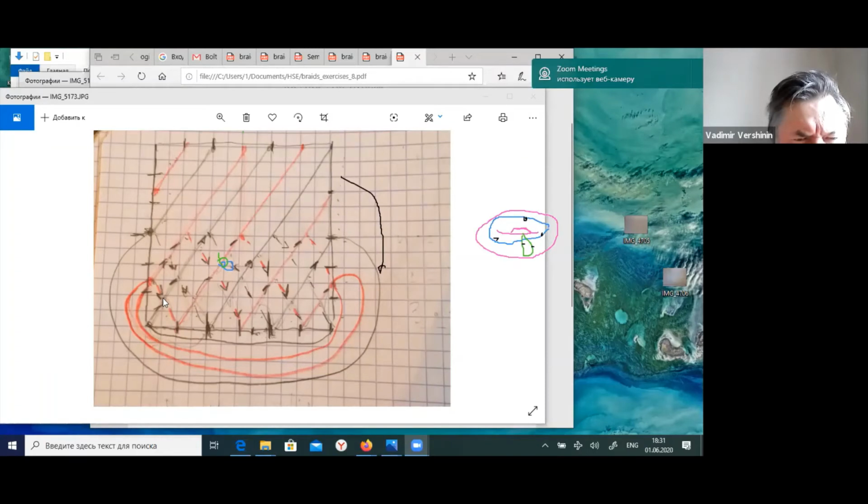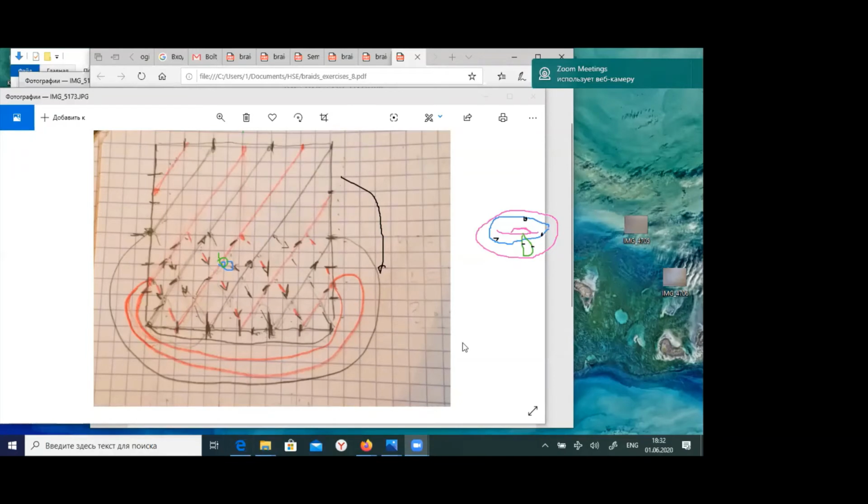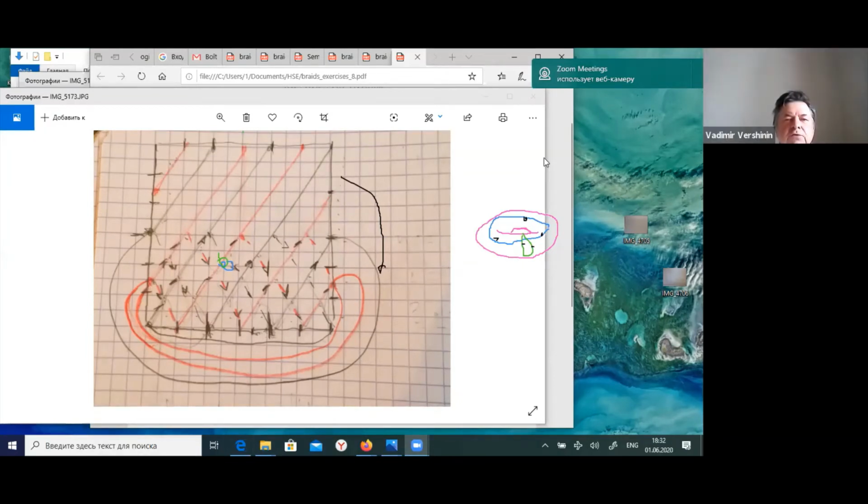Maybe we shall look: 1, 2, 3, 4, 5, 6, 7, 8, 9, 10, 11, 12. Yes. It should be -6, right? Linking number is -6. Well, now, Natalia, you are the best of us to construct Seifert surfaces. So can you explain for us Seifert surfaces in this picture?